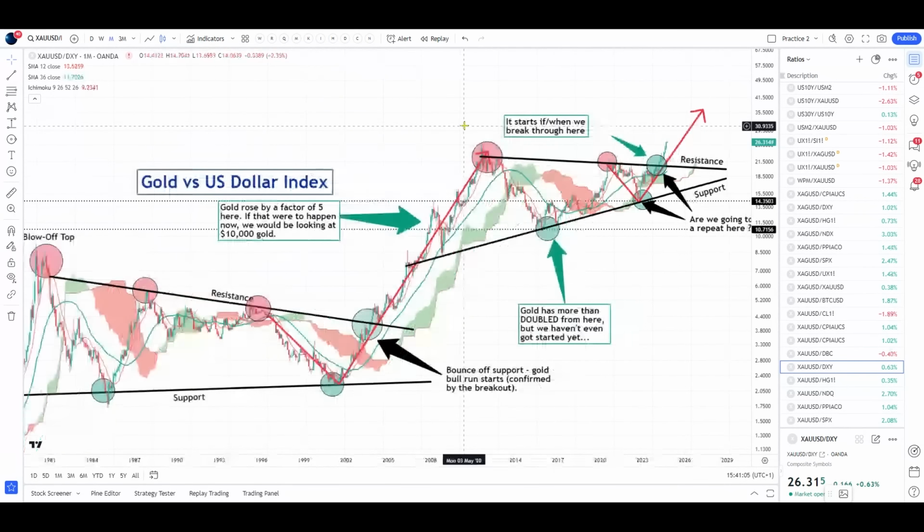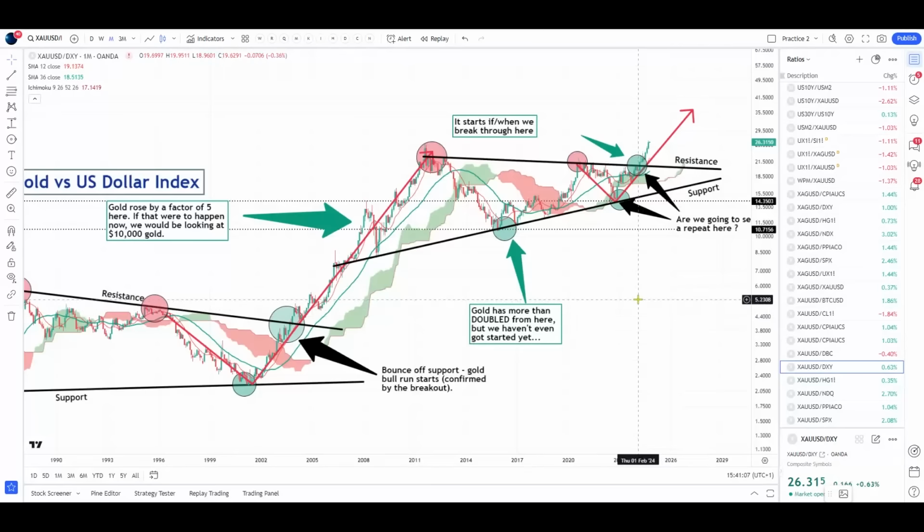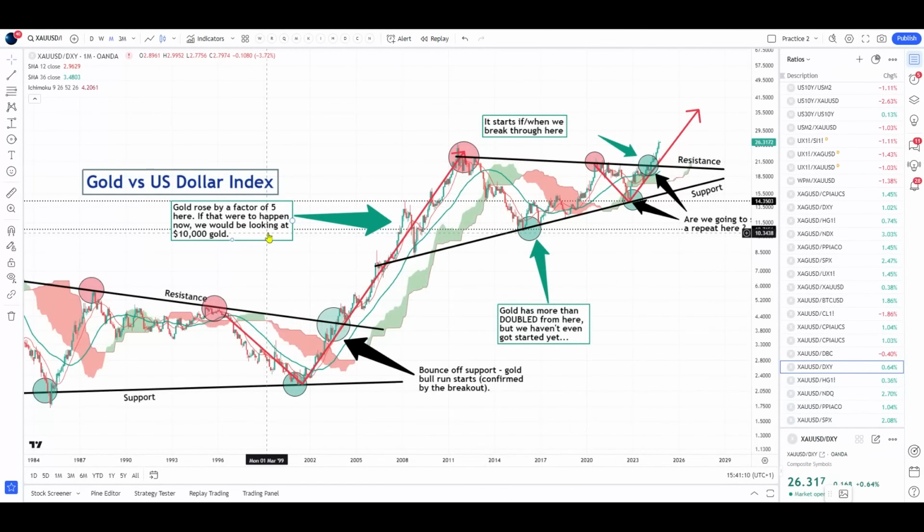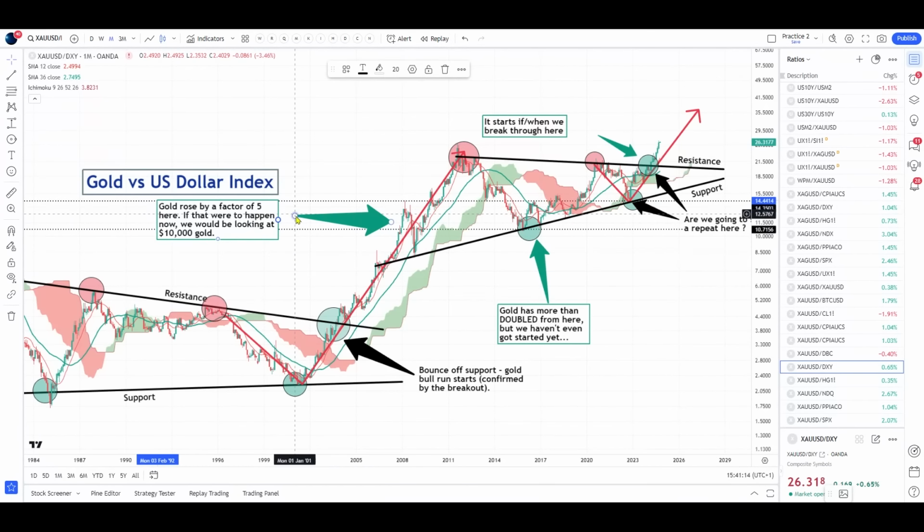These are all the hidden indicators for gold that many technical analysts might not necessarily be looking at, might not necessarily show you. But here we've got gold versus the US dollar index. That's a bit of a head scratcher for you, isn't it? How's gold versus DXY telling you something valuable? Because this isn't gold in US dollars. This is gold in DXY.